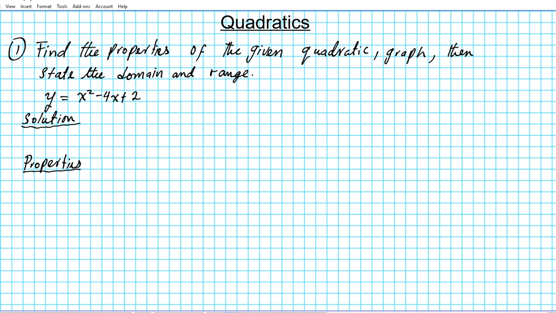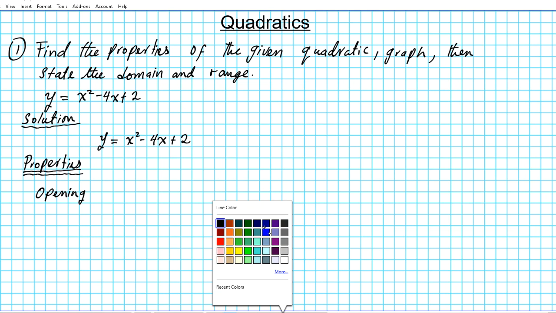Now, in order for us to figure out what the opening of the quadratic is and other properties, we need to know what a, b, and c are. For the quadratic function y equals x squared minus 4x plus 2, can you determine what a, b, and c are? If a quadratic function is written in standard form, a is the coefficient of the second degree term, b is the coefficient of the first degree term, and c is the constant or the coefficient of the 0 degree term.